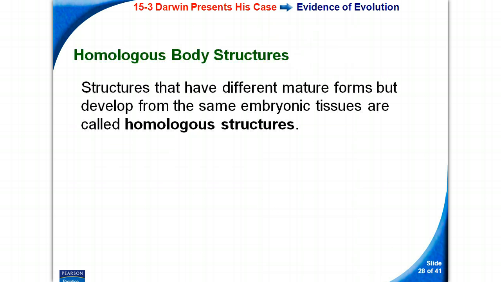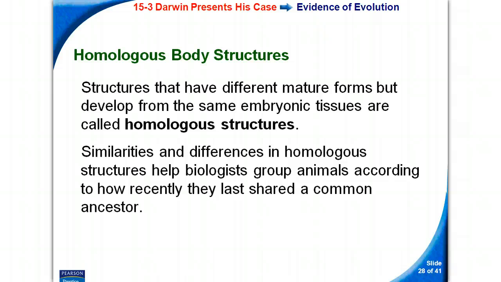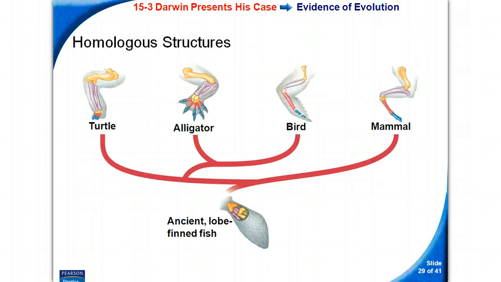Homologous body structures that have different mature forms but develop from the same embryonic tissues are called homologous structures. I'm sure that is one of the answers to the worksheet. So, similarities and differences in homologous structures help biologists group animals according to how recently they last shared a common ancestor.